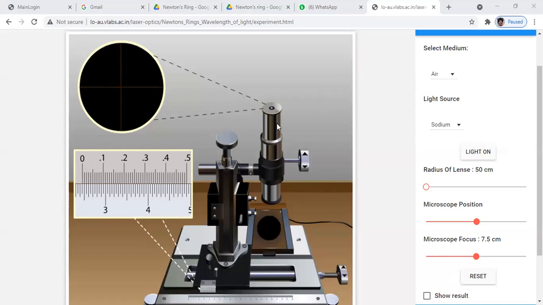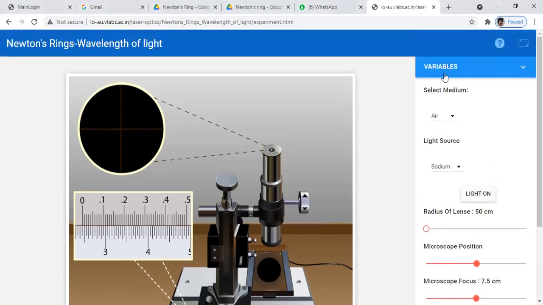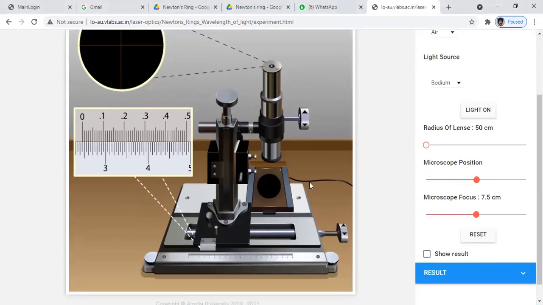Okay. This is our Newton's ring setup. Look here, this is the traveling microscope. Here we have the apparatus, a concave lens, as well as a thin glass plate.